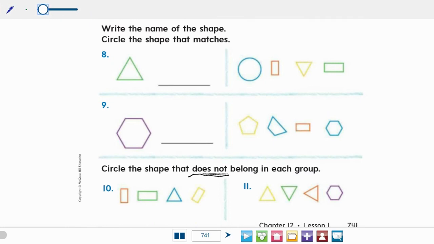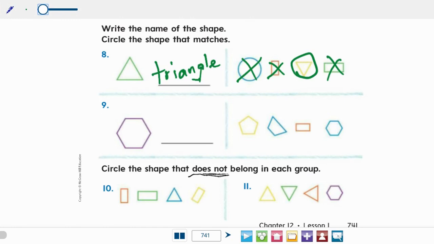The next part says to write the name of the shape and circle the shape that matches. So here I've got a shape that has 1, 2, and 3 sides. This is a triangle. All right, that's my triangle. And I'm looking for the shape that matches it. Well, this is not. That's a circle. My next one's a rectangle. My next one has 3 sides, so I'm going to circle it. And the last one, that's another rectangle. I don't want that. So we only circled 1 for that.